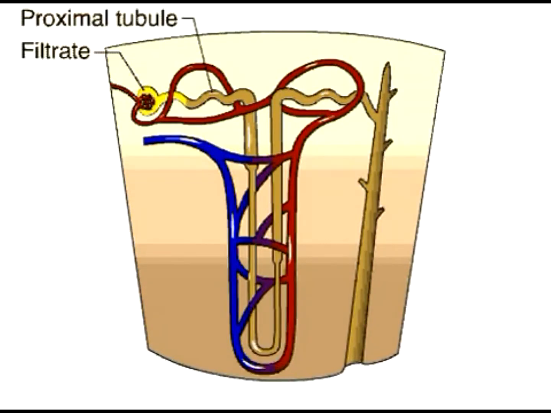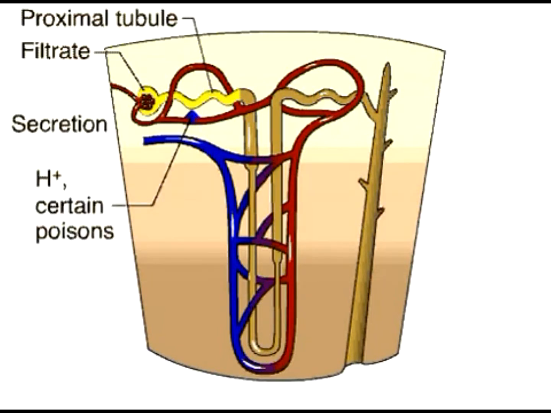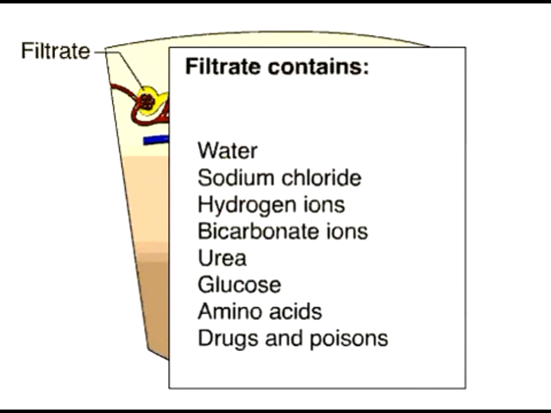As the filtrate moves along the proximal tubule, certain substances are transported from the blood and added to the filtrate, a process called secretion. Secretion of hydrogen ions helps to regulate body pH. Certain poisons are also secreted to remove them from the blood. This list summarizes substances contained in the filtrate.